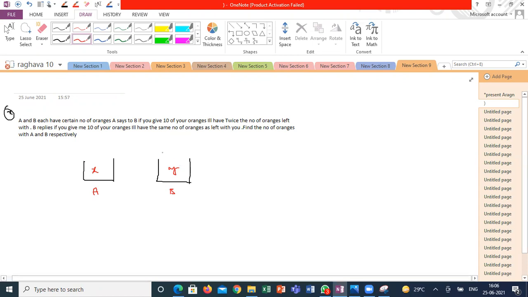Suppose you transfer 10 oranges from B to A, correct? Yes, sir. What is the number of oranges in A? x plus 10, sir. Sir, x plus 10 is equal to 2 into y minus 10, sir. Sir, I know how to solve the first equation, sir, but the second equation, I don't know how to frame, sir. I didn't get that, sir. x plus 10 will be equal to 2y minus 20, sir. 2 times of y minus 10.